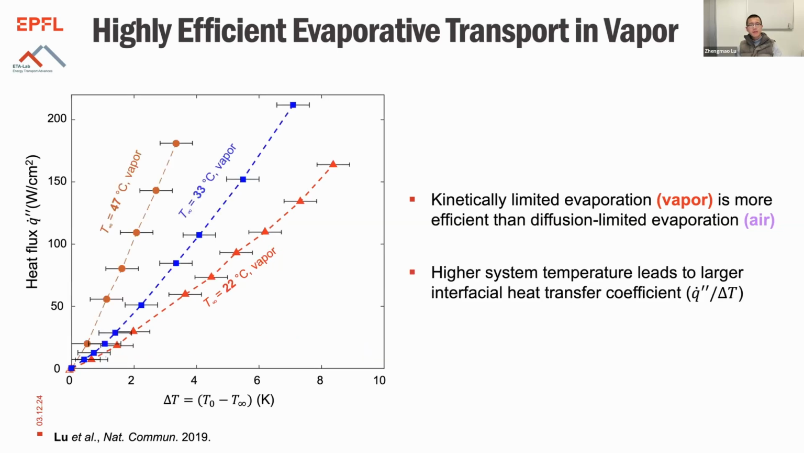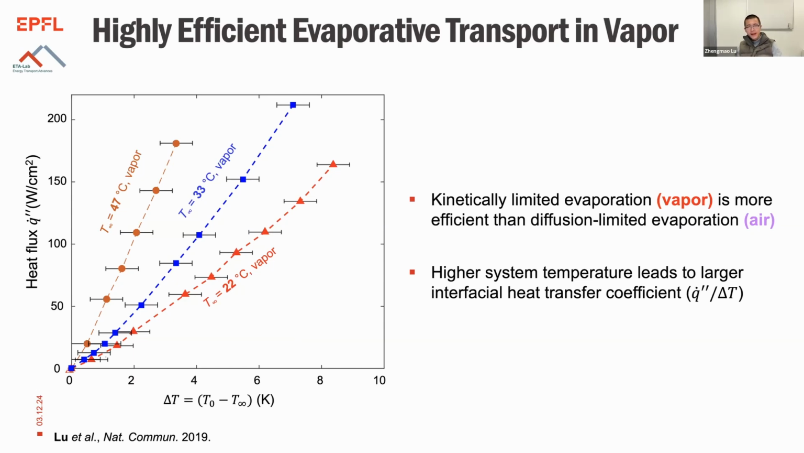The other thing that we observed was that if we elevate the vapor ambient temperature and still plot q double prime, the heat flux, as a function of delta T, we see that with the same delta T at a higher vapor ambient temperature, our heat flux also gets higher. So a higher system temperature seems to lead to a larger interfacial heat transfer coefficient. And we thought that was interesting.